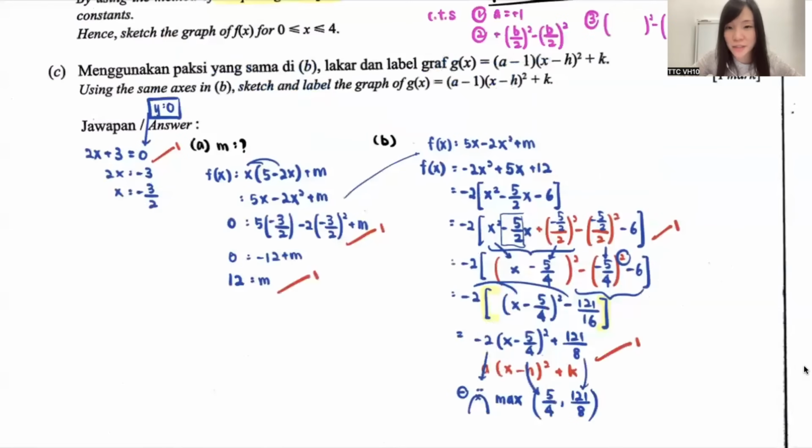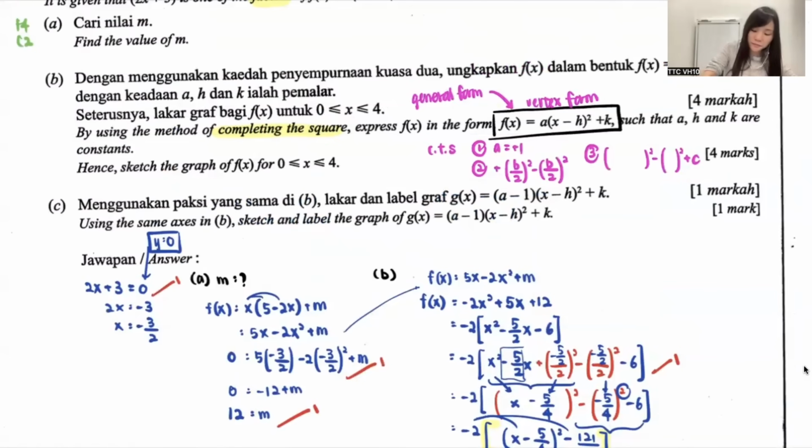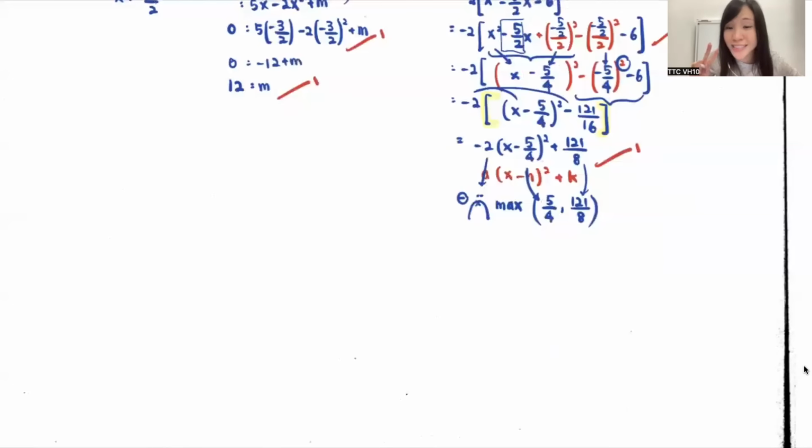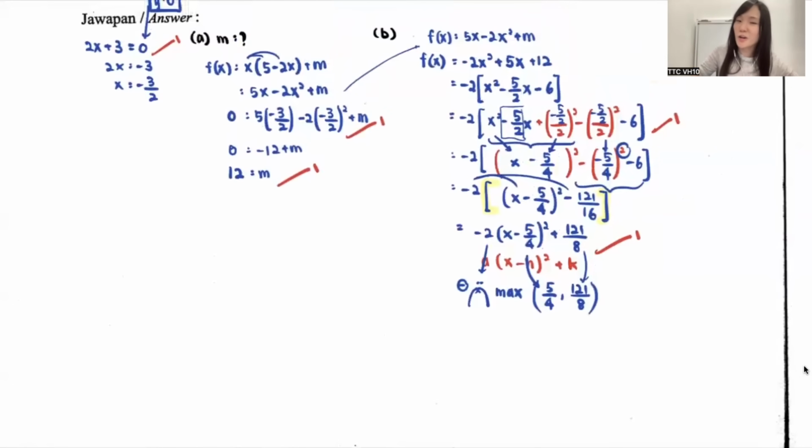But not done yet, because if I continue read, they say, hence, sketch the graph f(x) from 0 to 4. So another 2 marks for sketching the graph. How do you guys sketch the graph? I hope you guys know. Sketching the graph got 4 steps. 4 steps? 3 steps lah. Okay, my dear. So guys, okay, I write the next step for you.